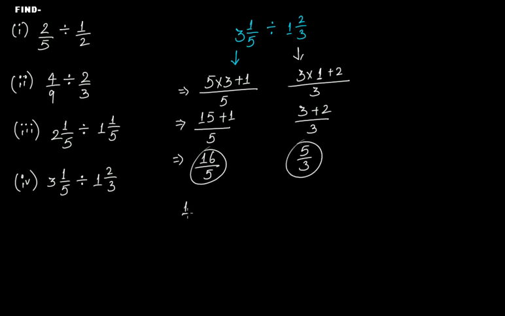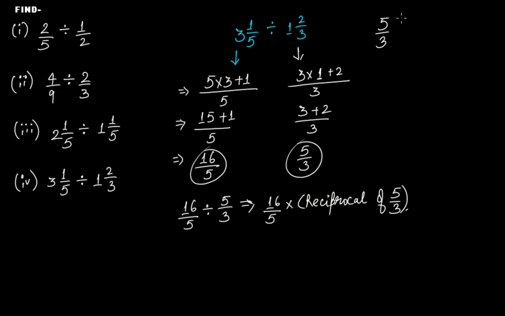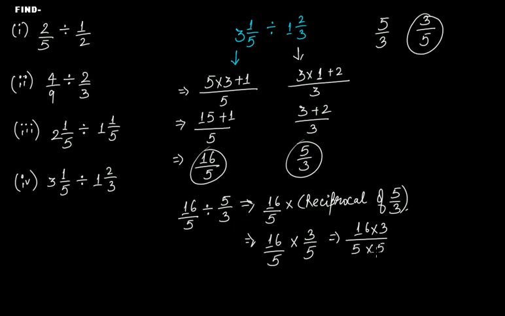It means that now we have 16 over 5 divided by 5 over 3. This will be 16 over 5 multiplied by the reciprocal of 5 over 3. Now if you have to write the reciprocal of 5 over 3, what's the denominator? That's 3, make it the numerator. What's the numerator? That's 5, make it the denominator. So this is the reciprocal of 5 over 3. So this will be 16 over 5 multiplied by 3 over 5. This will be 16 times 3 divided by 5 times 5. So 48 over 25. So this is your answer.